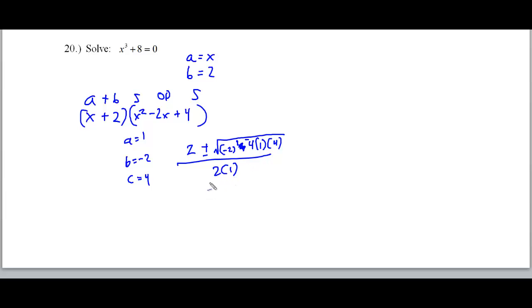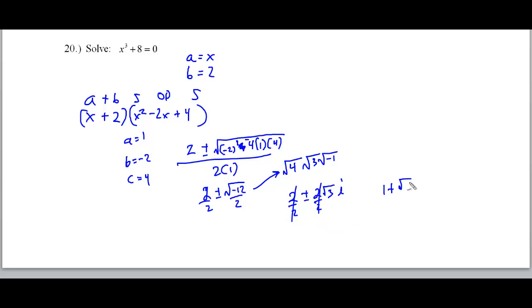All right. So what we got here is 2 plus or minus the square root of negative 12, and we're going to divide both these by 2. Now the square root of negative 12, I would break this up into the product of 4, the product of 3, and negative 1. So this means I've got 2 plus or minus 2 square root of 3 i, all divided by 2. So the 2's simplify. So 1 plus or minus square root of 3 i.